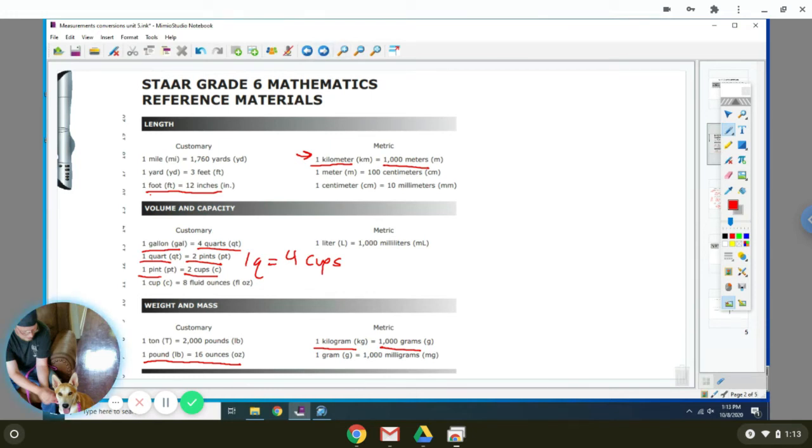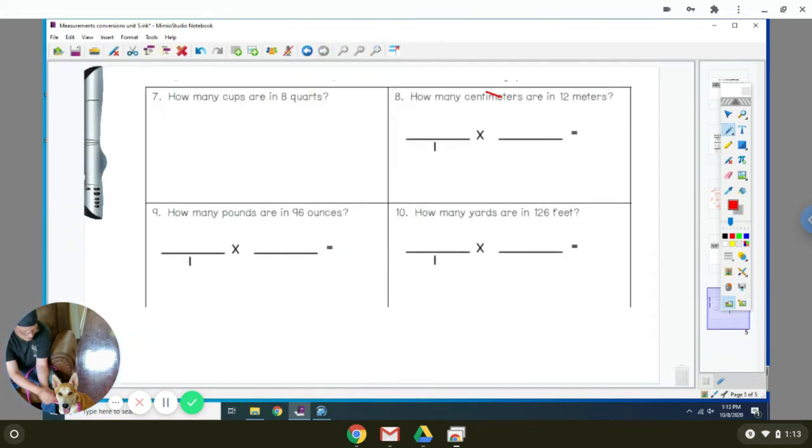So if 1 quart is 2 pints and 1 pint is 2 cups, that means 1 quart equals 4 cups. So that's the unit rate I'll use. So you'll have 1 quart over 4 cups. And then quarts are on top over x. So you're going to do 8 times 4, which is 32. And 1 times x is just x. So there are 32 cups in 8 quarts.